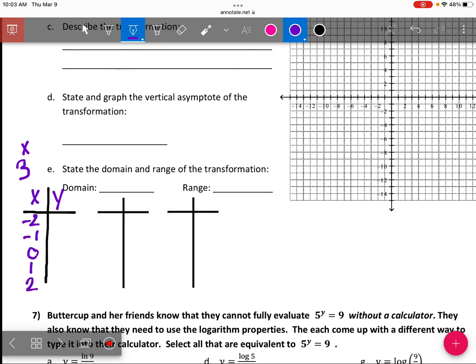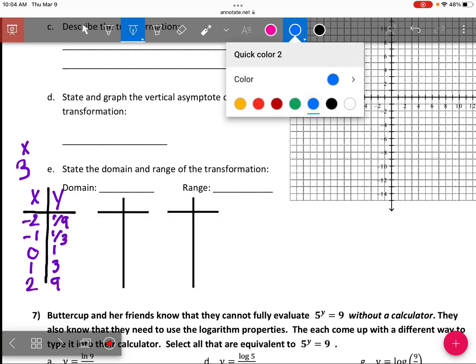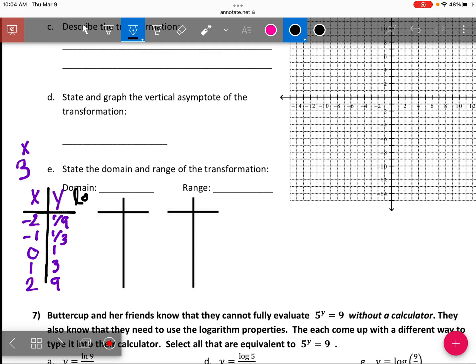That gives us our y values: 3 to the -2 gives us 1/9, 3 to the -1 gives us 1/3, 3 to the 0 is 1, 3 to the first is 3, and 3 squared is 9. We're not graphing that one. That's just kind of our parent function. But we use that to build our parent function, because our log, log base 3, is the inverse of that.